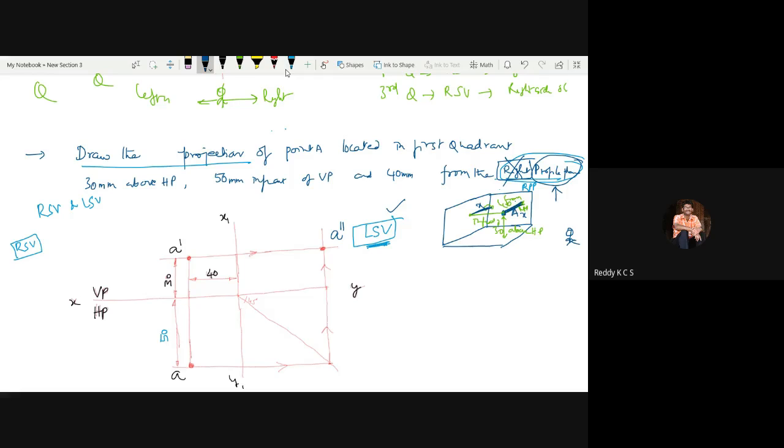Have you understood the problem? How we can go by geometrical construction? Yes, sir. Now I'll give you 2 questions as an assignment for today, because we have understood the profile plane concepts. So please note down.